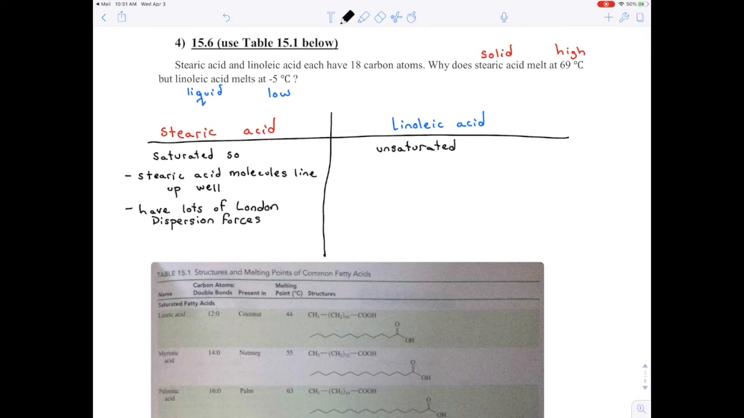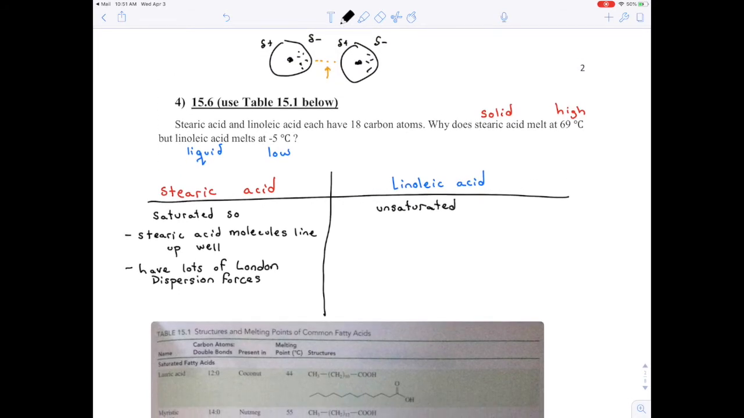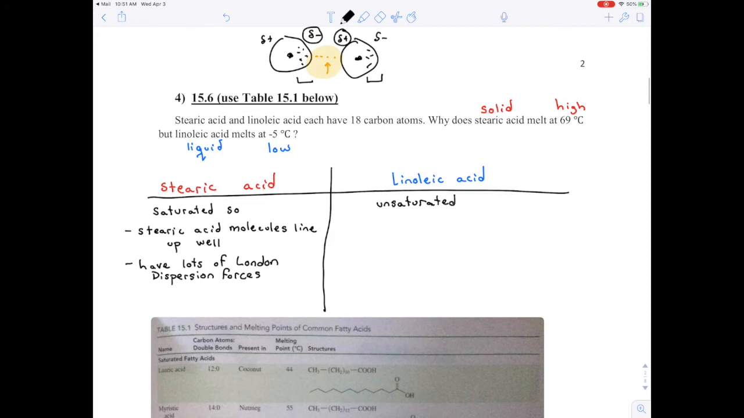We talked about this in question 3, but remember London dispersion forces happen, it's this attraction right here, when all the electrons for a fraction of a second are on one side of an atom, and on one side of an atom on 2 adjacent atoms. So the slightly negative side on one and the slightly positive side on the other attract each other. But in order for that to happen, the atoms have to be really close. And so if stearic acid molecules are lining up really well, those atoms are going to be close, so they'll have a lot of London dispersion forces. And those attractions, those London dispersion forces, are going to make it be a solid at room temperature.